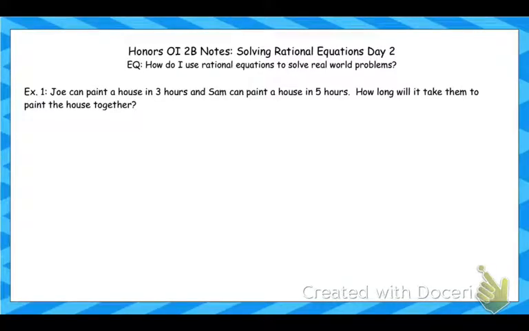Hi guys, so this is day 2 of week 2, and we are just going to continue solving rational equations today. Specifically, we're going to look at them with some applications and some real world problems. We're also going to look at what are called literal equations, which basically instead of having as many numbers, we're going to have a lot more variables and find our answer in terms of other variables.